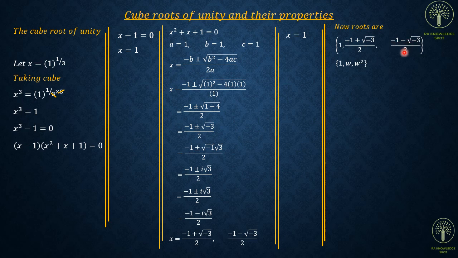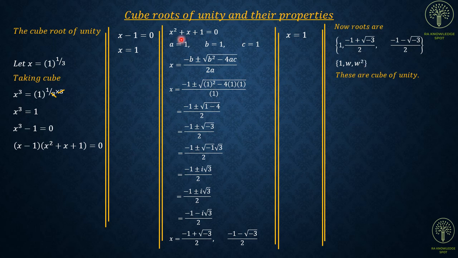This is equal to omega. Now when we are talking about minus 1 minus under the root minus 3 divided by 2, we'll call it omega square. We are giving names to these roots, omega and omega square. They are exactly the same, but the difference is positive and negative. The positive root is called omega and the negative root is called omega square.